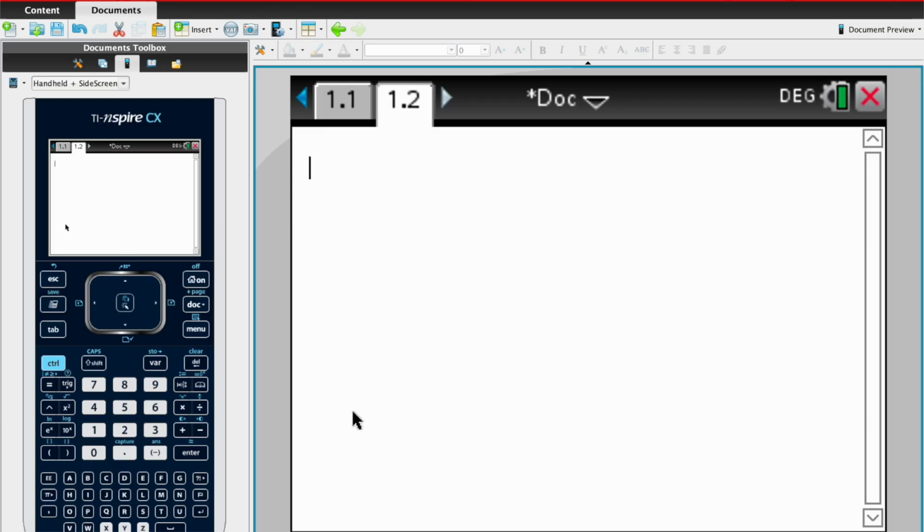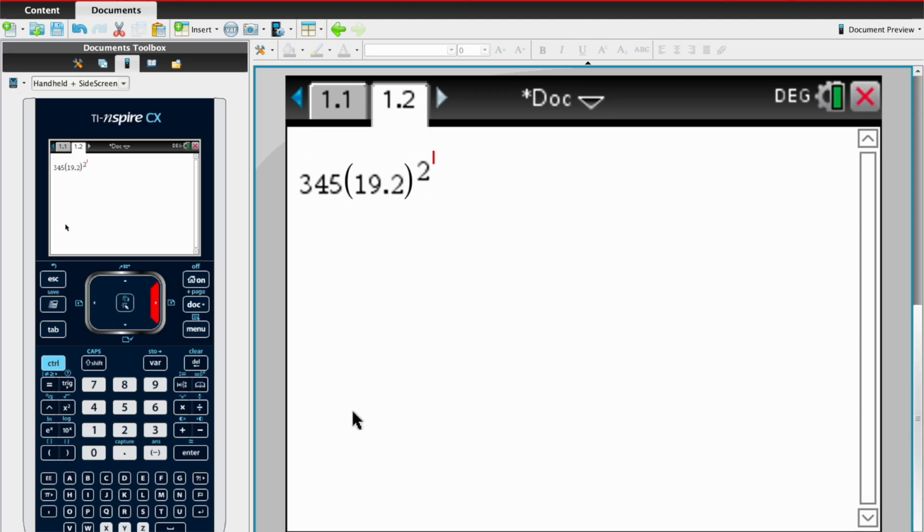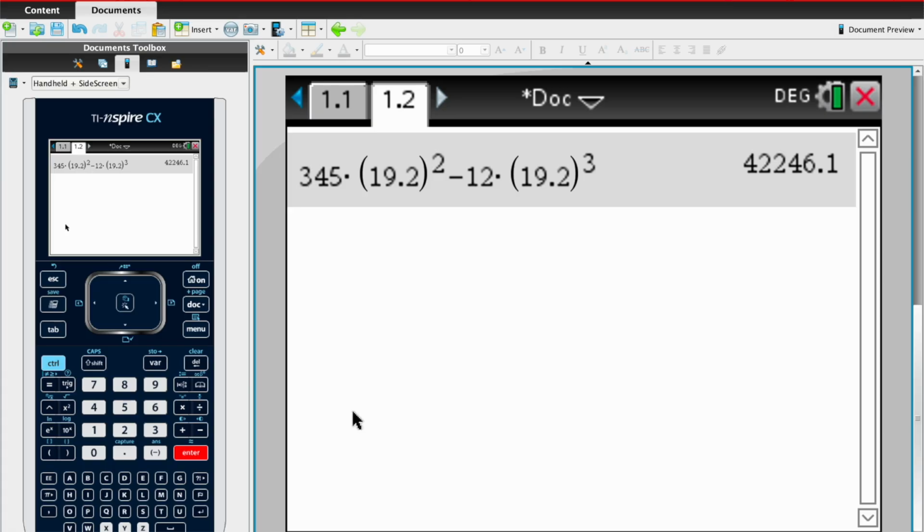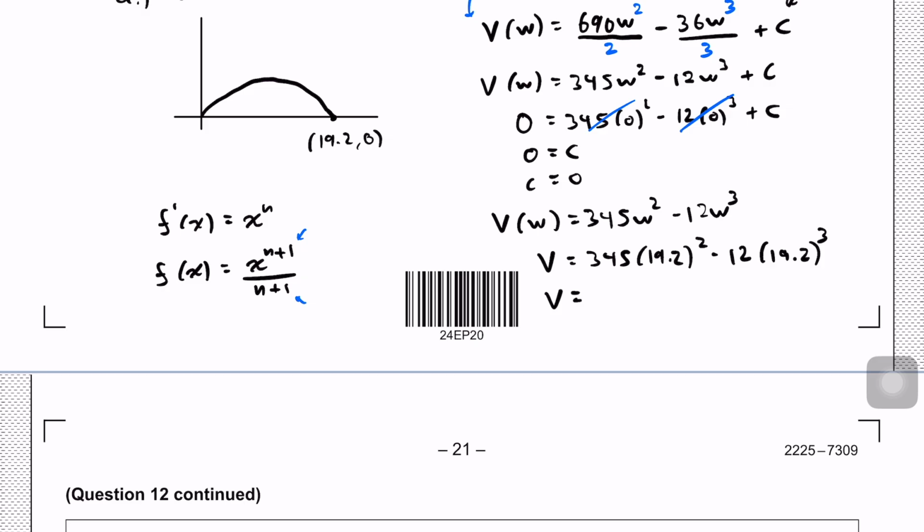Here we go. 345 times 19.2 raised to the power of 2 minus 12 times 19.2 raised to the power of 3, and then it gives us that 42,000 that we were looking for, 42,246. To 3 sig figs would be 42,200. Okay, so let's go back to the document and write that out.